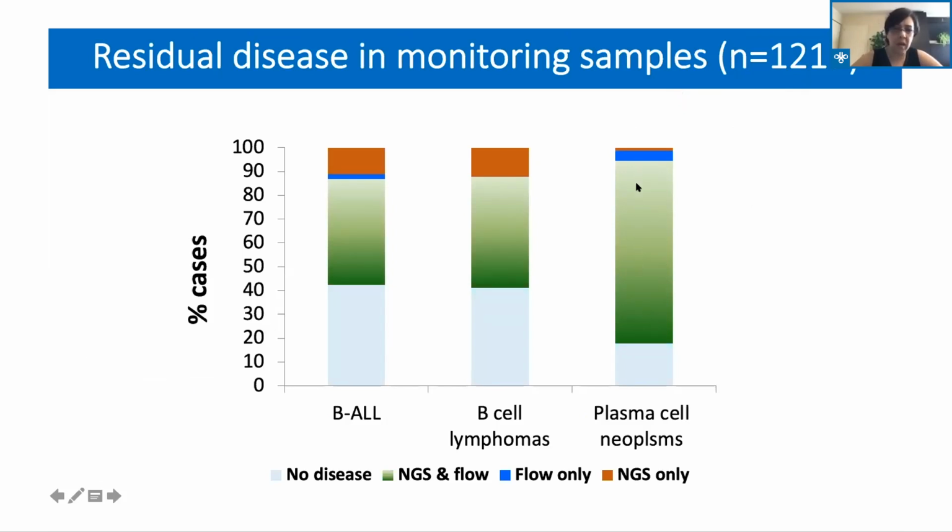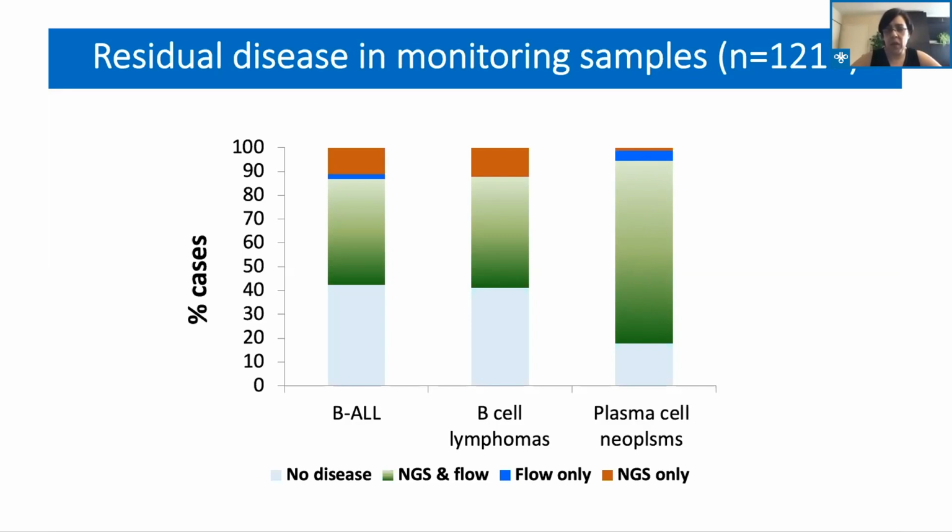So in green, what you can see is the cases that are detected by both NGS and flow, in blue, the ones that are detected by flow only, and in orange, the ones that are detected by NGS only. So for plasma cell neoplasms, both the flow cytometry and the NGS assay are very much the same. There are a few more cases here that are picked up by flow only, but also a few more cases that get picked up by NGS only.